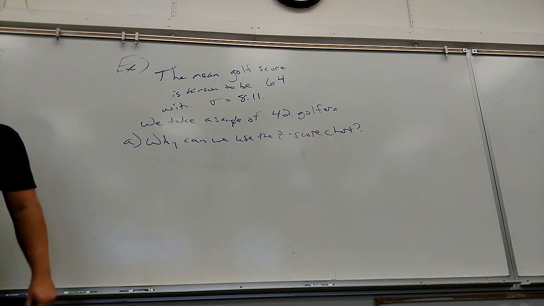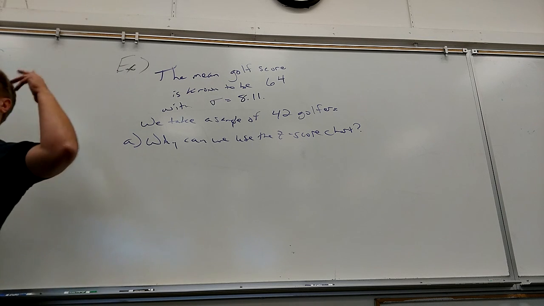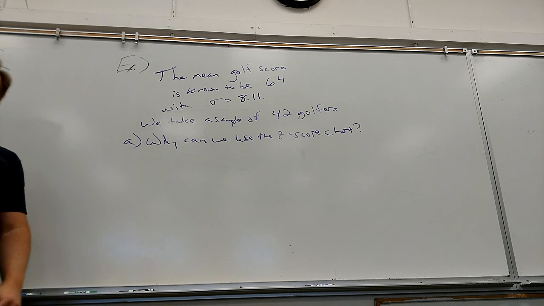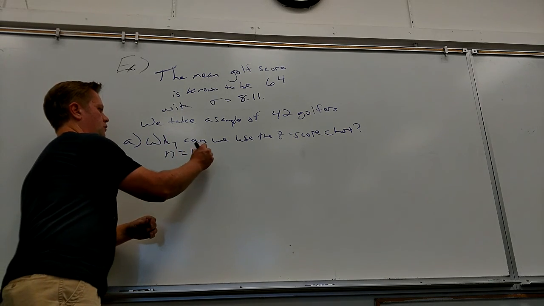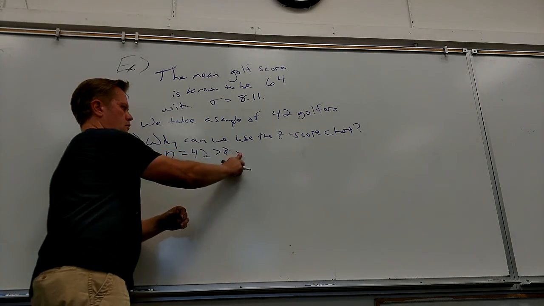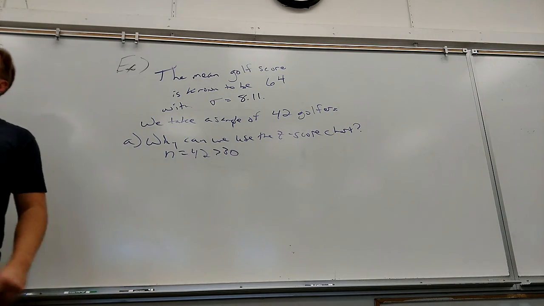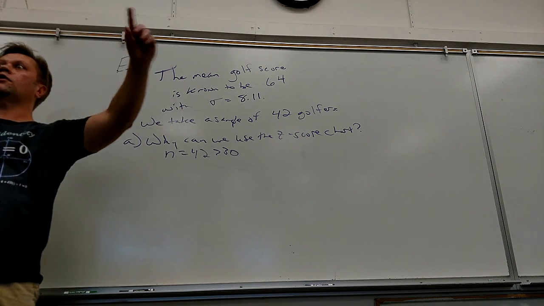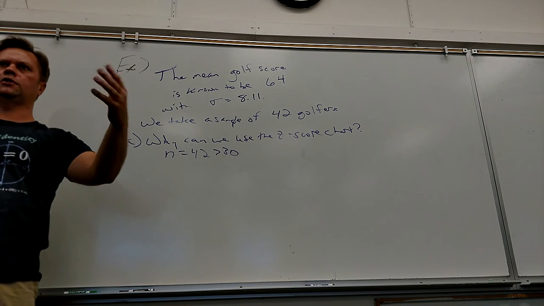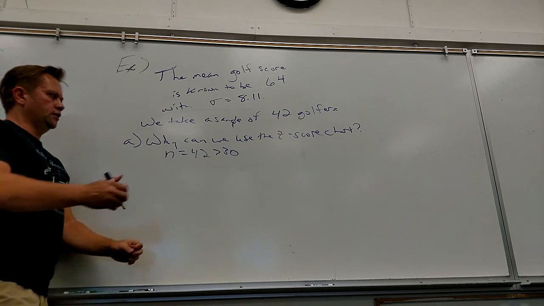A, why can we use the z-score chart to answer probability questions? For example, I'm going to ask, find the probability that the group of 42 gets an average of such and such. Why are we allowed to use the z-score chart for areas in this problem? Yeah. So n is 42, it's greater than 30. So as long as I'm asking questions about the sample mean of the 42 golfers, then the distribution of all groups of 42 golfers is known to be normally distributed because it's more than 30. Okay, I like it.